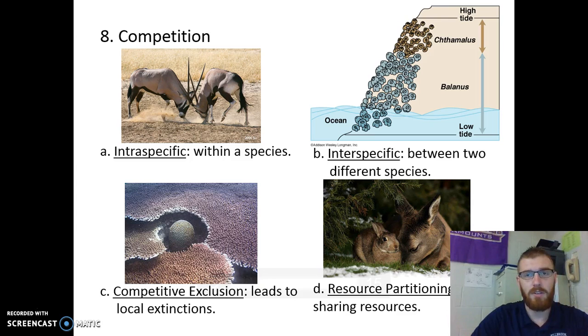Competition. There are two different types of competition, either intraspecific or interspecific. Intraspecific is within a species, and interspecific is between two different species. There's also competitive exclusion and resource partitioning, and you can read these here.